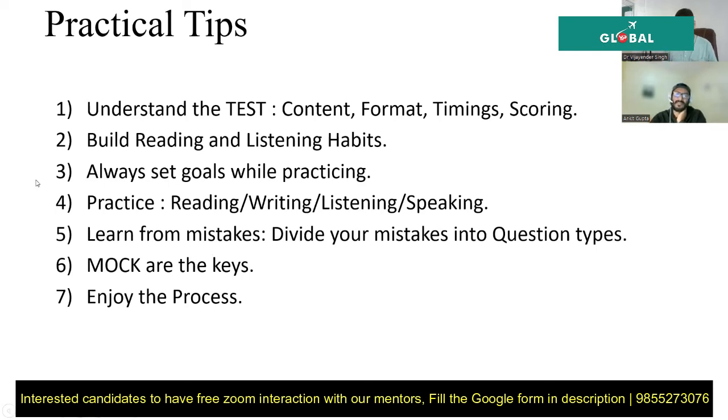Those who don't use English often should build reading and listening habits. Then, always set a goal while practicing. If you are targeting Europe, you don't have to get more than 6 bands. Even if you're getting 6 bands, that would be enough. If you're targeting Canada, the focus should be on 6.5 bands, because that's the ultimate requirement for university admission as well as for visa requirements. So always set a goal based on which country you want to do your masters in.